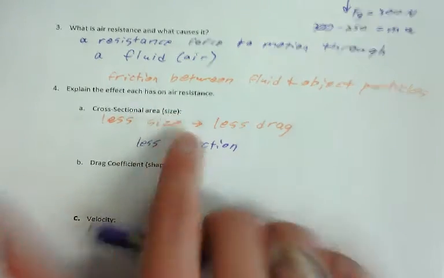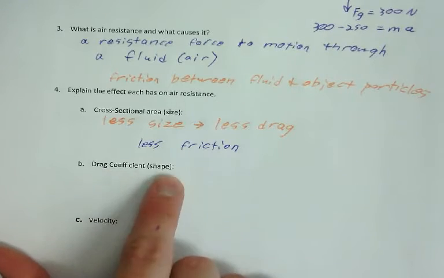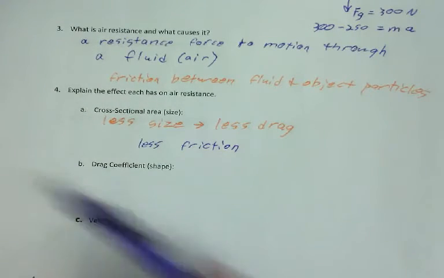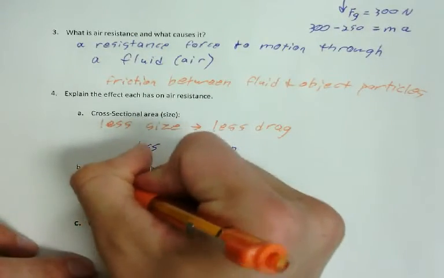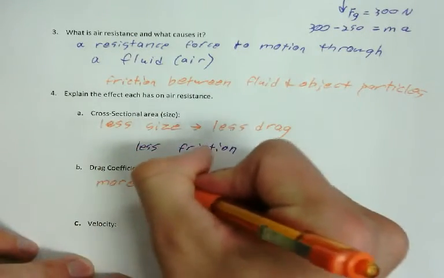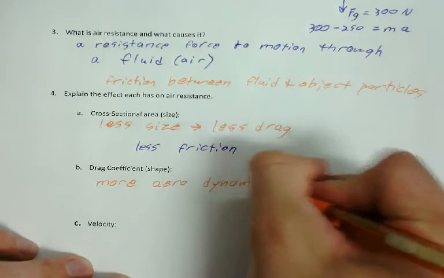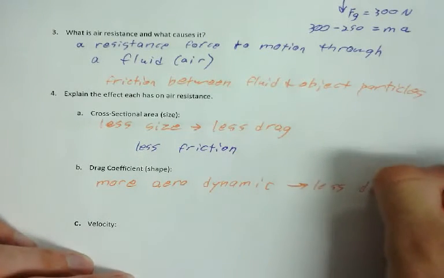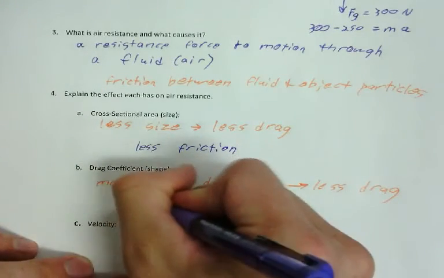The technical term for size is cross-sectional area. If you say size, I'm on board with it. The technical term is drag coefficient. If you say shape, I'm on board with it. Okay? So this one is more aerodynamic, less drag. And again, for the same reason, there's less friction.